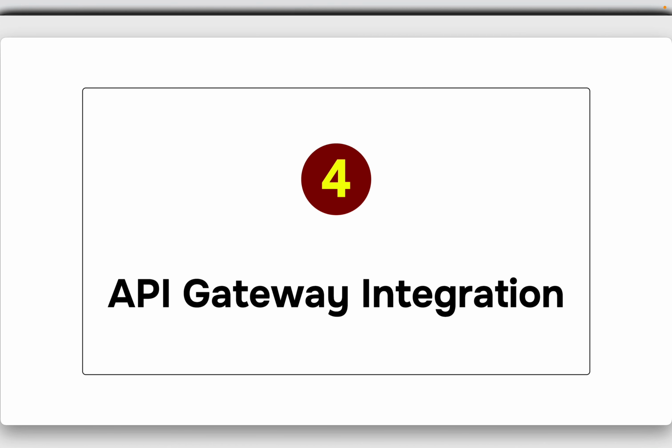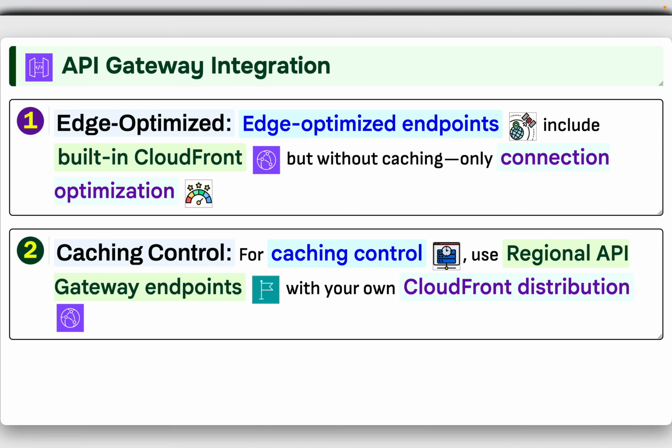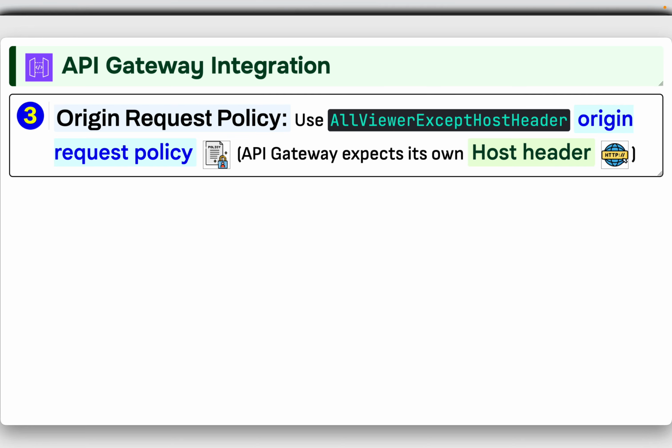Fourth topic is API gateway integration. Edge optimized endpoints include built-in CloudFront but without caching. They only provide connection optimization. Caching control. For caching control, use regional API gateway endpoints with your own CloudFront distribution. Origin request policy. Use the AllViewerExceptHostHeader origin request policy because API gateway expects its own host header.